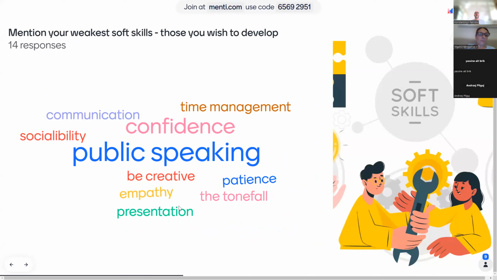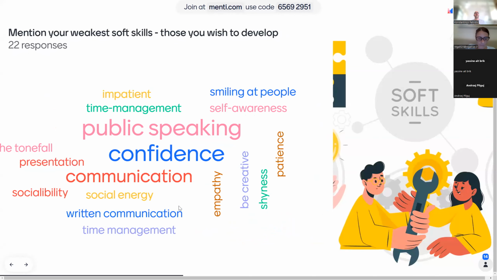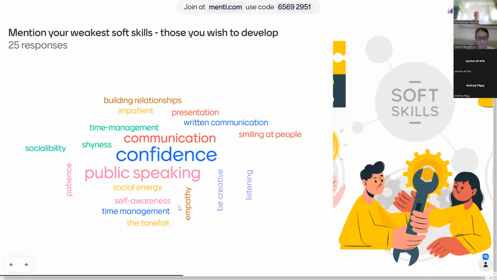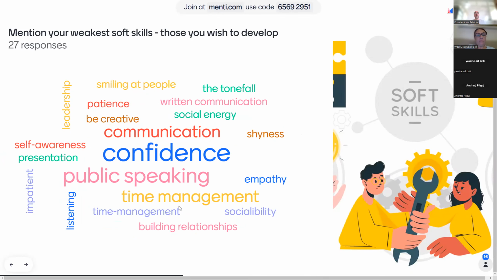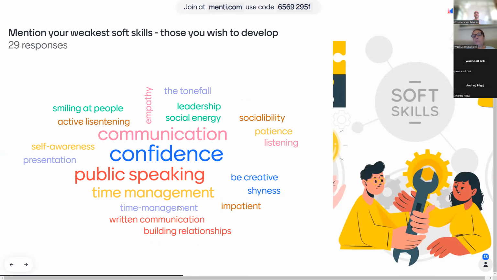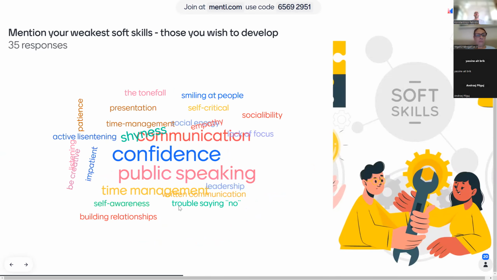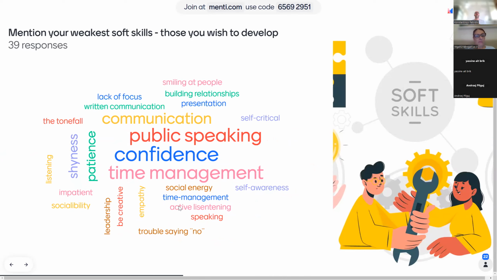Confidence, public speaking, be creative. Be creative. Very important for research skills to be creative. But this comes from engagement. Soft skills is something that you can develop. It's something that you can learn by practice. You don't need talent in order to improve the soft skills that you are lacking. It's just that you would like to improve them.